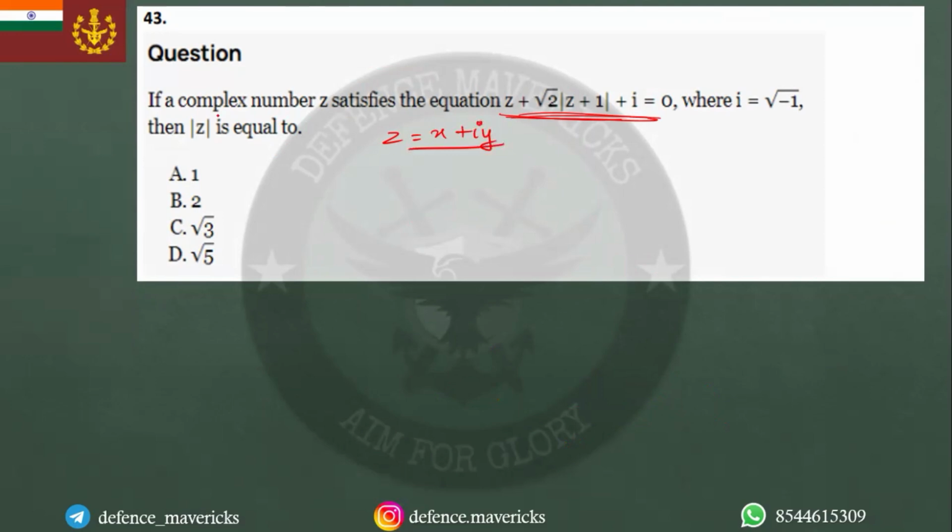Let's look at the question first. If a complex number z satisfies this equation, then what is mod z? Okay, first let's try to find out what is z. Let's put this thing in this equation. So z, that is x plus iy, plus root 2 mod of z plus 1. What will z plus 1 be, by the way? z plus 1 will be x plus 1 plus iy.